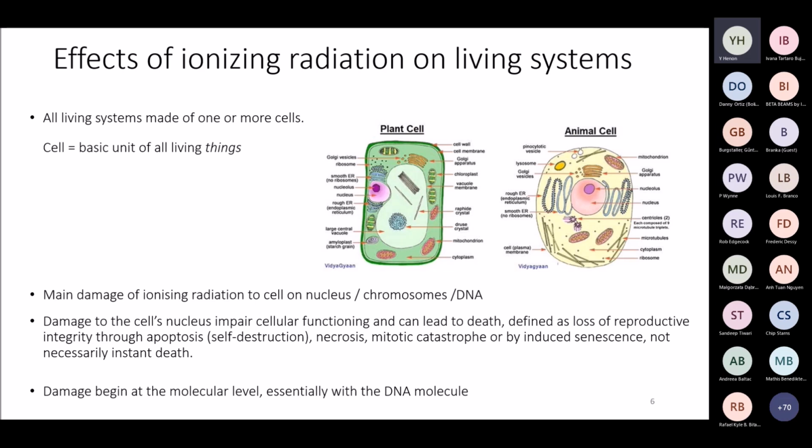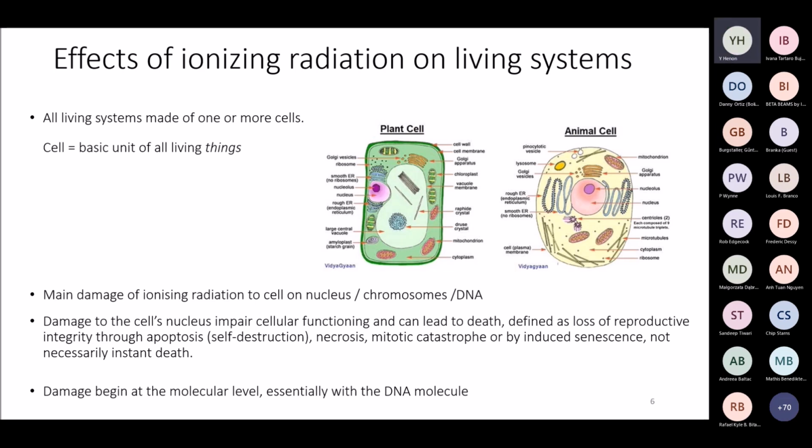So here you have the representation of a plant cell and an animal cell. They differ, but for example, a plant cell is characterized by a wall that forms the membrane. But all cells will have a nucleus. This nucleus will contain chromosomes, and the chromosomes are made of DNA, which is the program of the cell, giving the instruction on what the cell should do.